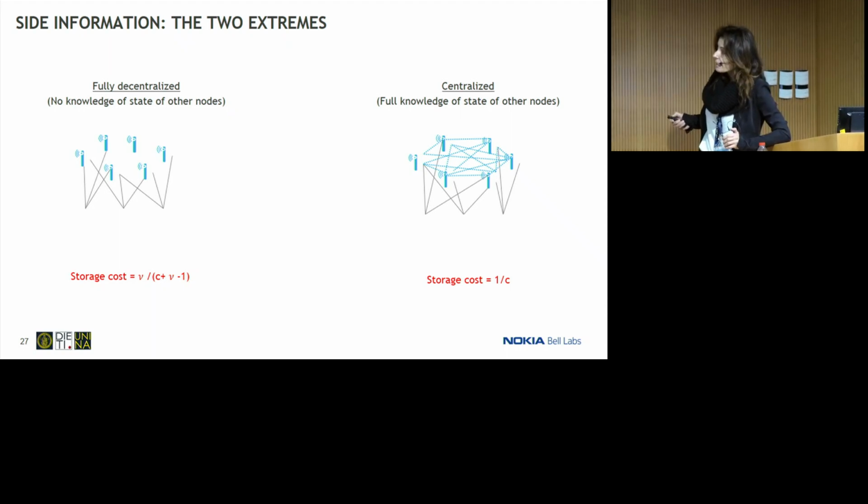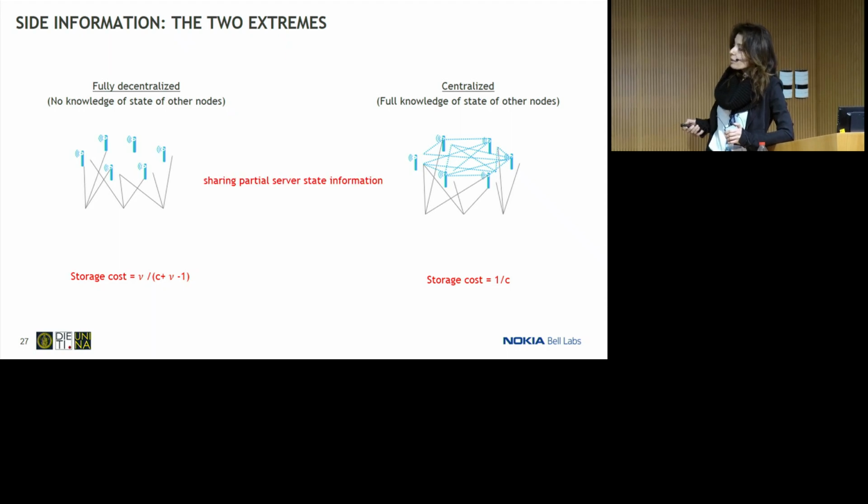In fact, since each server knows the state of all the other servers, it can easily establish which is the latest version of the file that has been stored in the system. Consequently, the storage cost boils down to 1/c, which is the limit of the static case. So now the question is, can we fill this gap? Can we understand if there are optimal gains to explore in the case where servers share partial server state information?